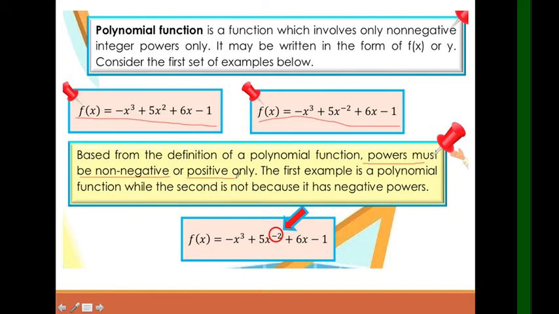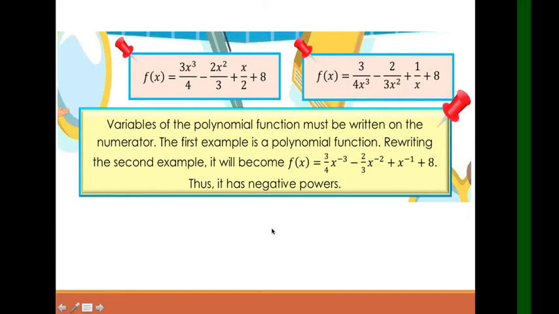The first example is a polynomial function. So this one is a polynomial. Polynomial function itong isang ito. While the second is not. Why? Because it has a negative power, and that is the negative 2. Nakuha ba? So next.